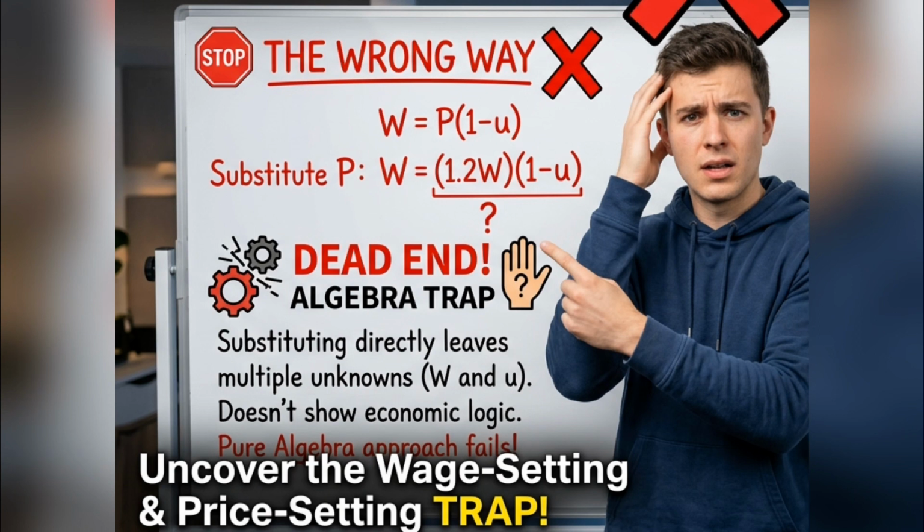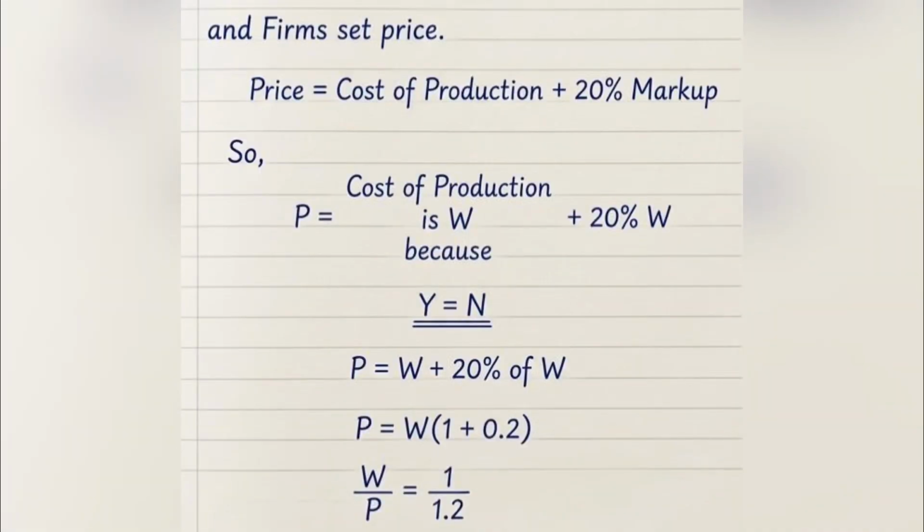To crack this like an expert, we have to stop thinking like pure mathematicians and start thinking like economists. First, we find the real wage from the price setting side. Firms set prices based on marginal cost plus a markup, giving us P equals 1 plus M times W. Since the markup M is 20% or 0.2, this becomes P equals 1.2 W. By rearranging this, we find the real wage, which is W over P equals 1 over 1.2 or 5/6.